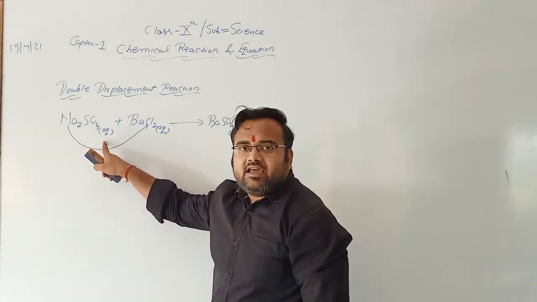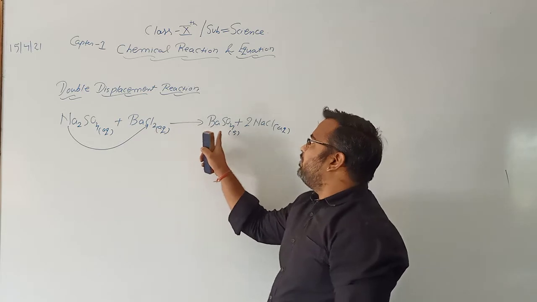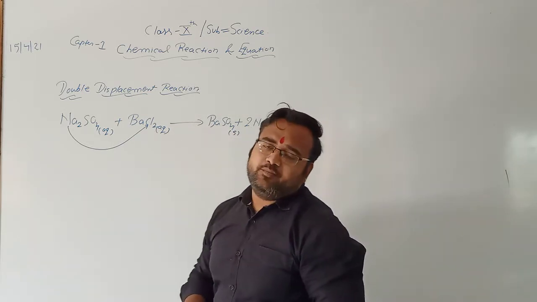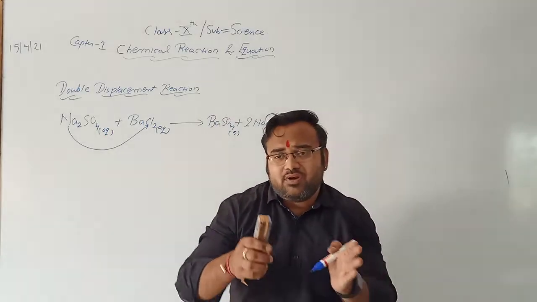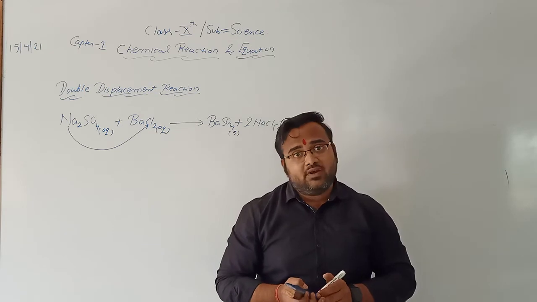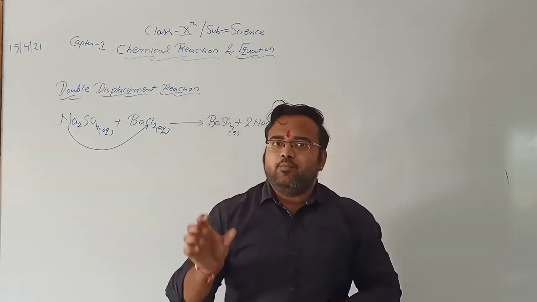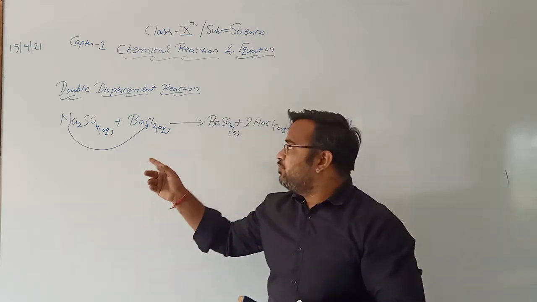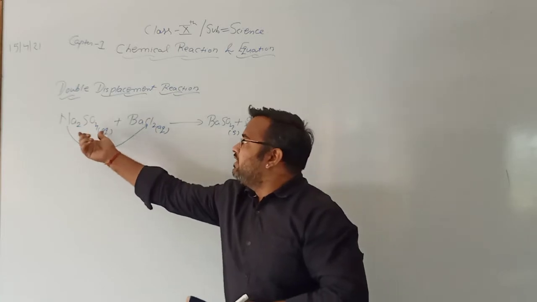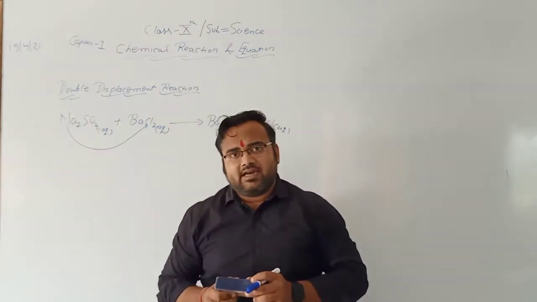Sodium sulfate in aqueous solution and barium chloride in aqueous solution give barium sulfate solid and sodium chloride. This is known as double displacement reaction. What is the difference between displacement reaction and double displacement reaction? In displacement reaction, one more reactive element displaces the other element from its compound. In double displacement reaction, two elements change their positions from their main compound.